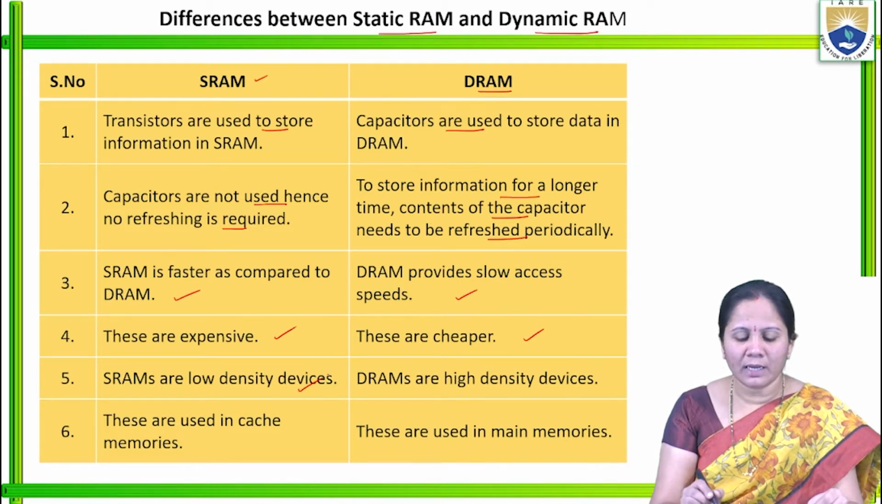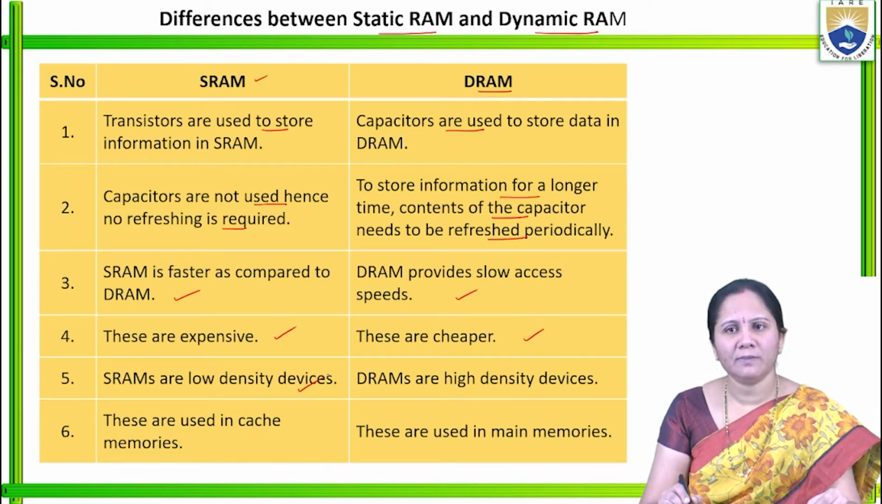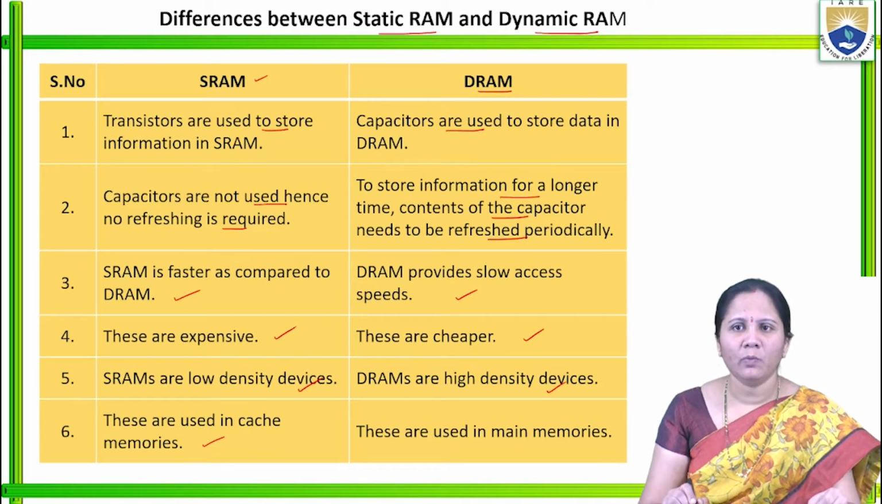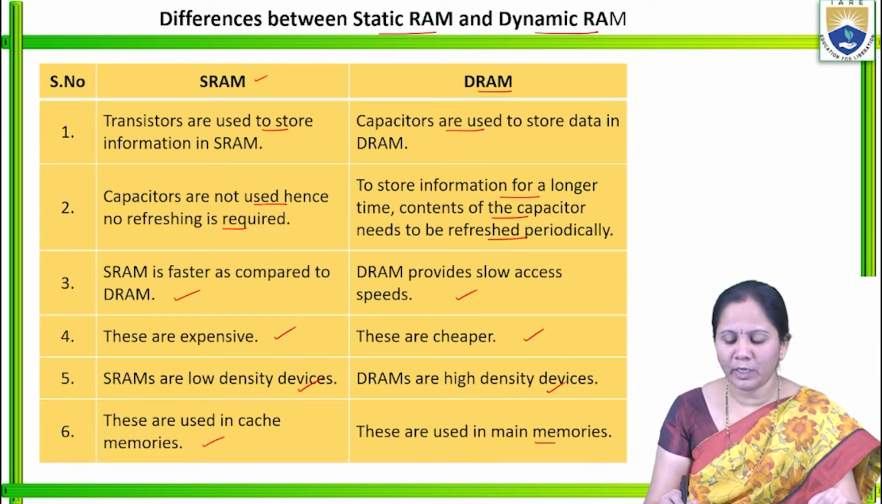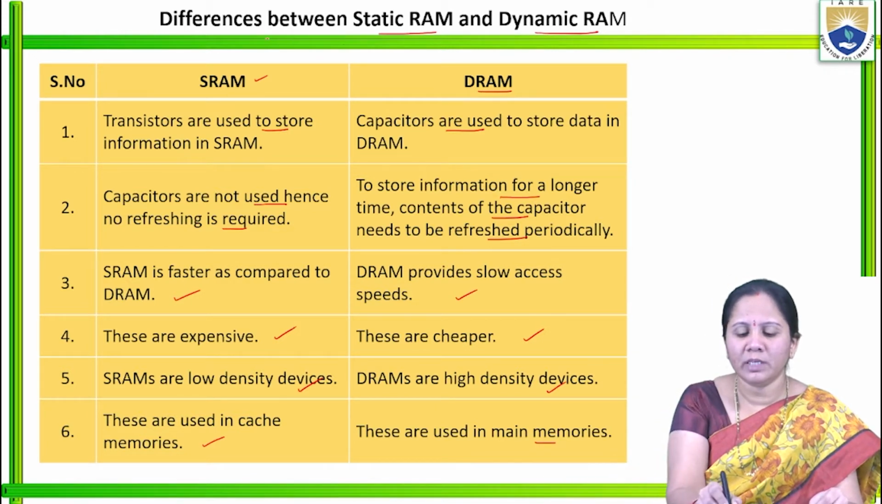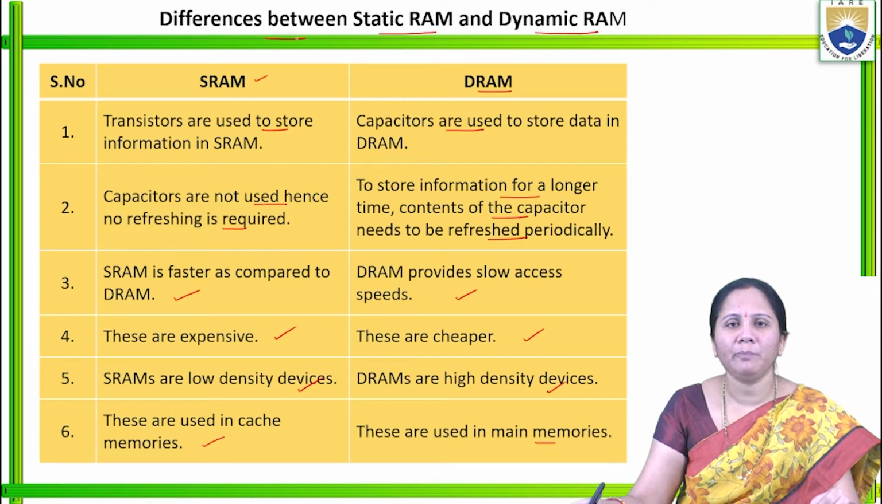And coming to SRAM, SRAMs are low density devices, whereas DRAMs are high density devices because more number of capacitors will be used in this case to store the data. And so static RAMs will be used in the cache memories, whereas dynamic RAMs will be used in the main memories. So these are some of the differences between static RAM and dynamic RAM.